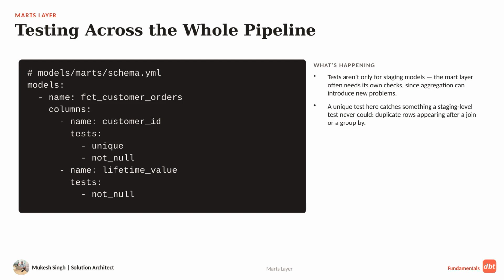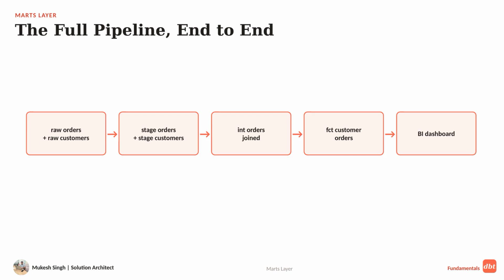A join or a group by can silently produce duplicate rows in a way no staging level test would ever catch, so testing at every layer, not just the first one, is what actually keeps a pipeline trustworthy end to end. Put all 5 models together, and here's the full pipeline we just built.